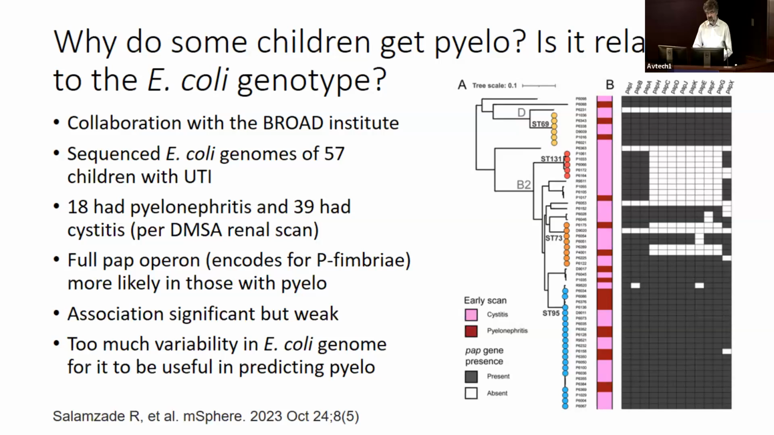So this is what we found. But as you can see from the picture here, it was significant, but not clinically useful. For example, if you look down here, these children have cystitis and they have the whole PAP operon. So we can't use this clinically, although it tells us one reason that E. coli can ascend, but clinically it's not that useful.